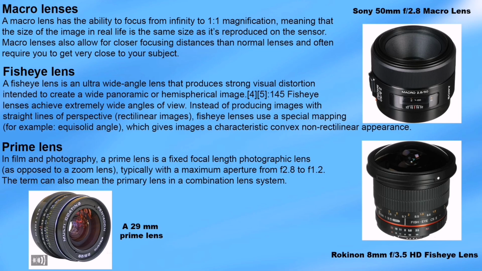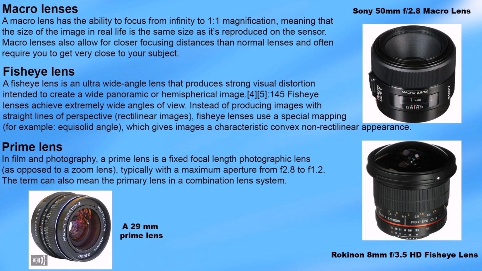The fourth one is the fisheye lens. A fisheye lens is an ultra-wide angle lens that produces strong visual distortion intended to create a wide panoramic or hemispherical image. Fisheye lenses achieve an extremely wide angle of view.